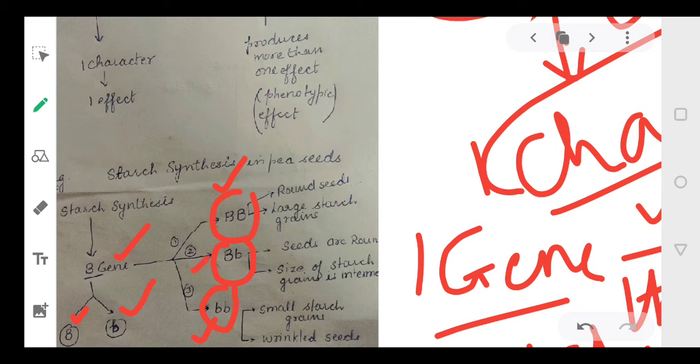When these two alleles are homozygous capital, then the seeds produced are round. किस तरीके की seeds हैं? Round seeds हैं. And the starch granules are of large size. दोनों features देखिए. Seeds are round and the starch grains are of large size. Small b small b, the starch grains are of small size and they have wrinkled seeds. But when the gene is in heterozygous condition, the seeds are round and the size of grain is intermediate.